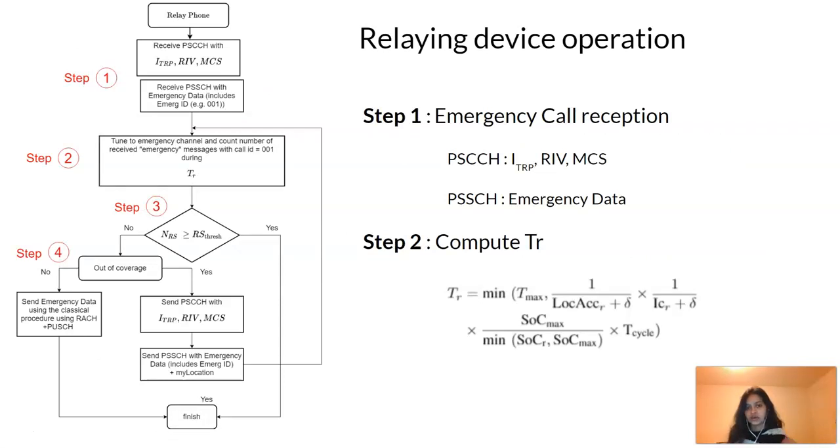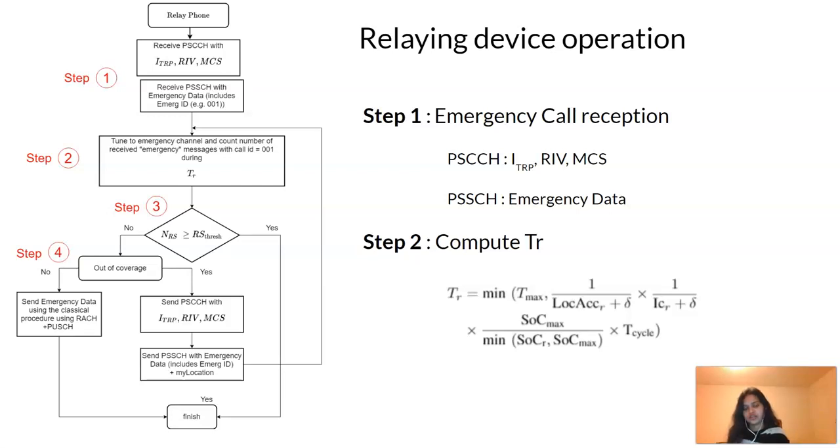Secondly, I will explain how the relay device functions. So the relay device will first receive the control information of an emergency call, and next it will tune into the specified channel and then receive the emergency data.